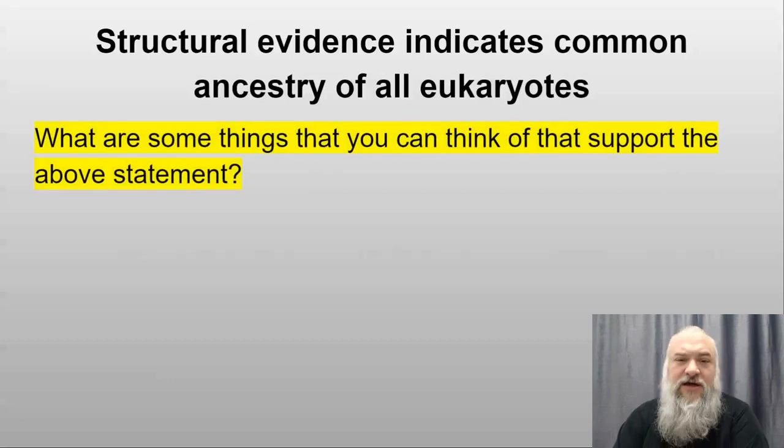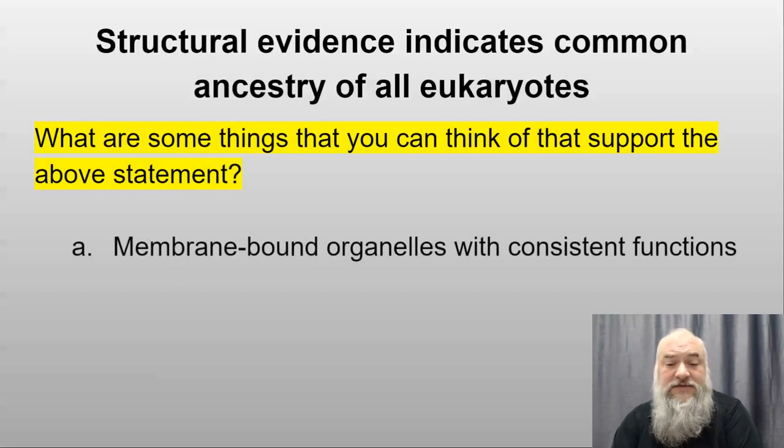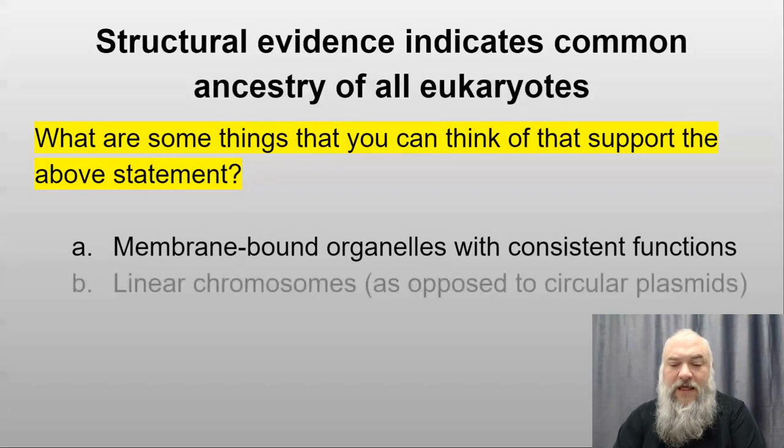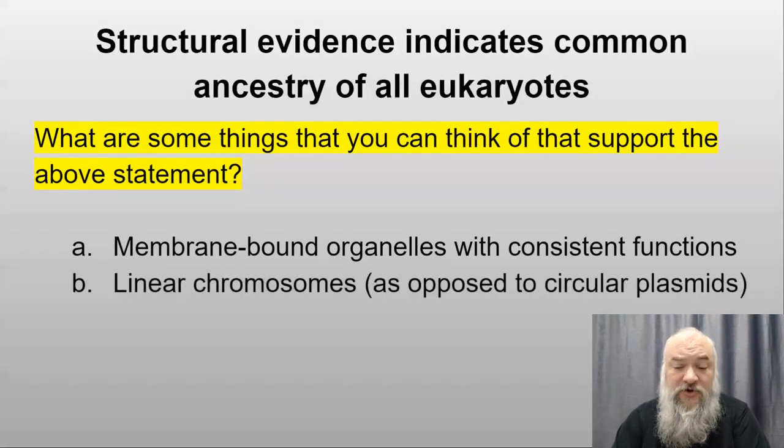All right, what are some of the things you thought about? Some of the things I thought about was that we all have membrane-bound organelles, right? And those organelles have the same function. Mitochondria, nucleus, ER, Golgi bodies, all that kind of stuff, vacuoles, right? We all have linear chromosomes as opposed to the circular plasmids that you find in prokaryotes. We don't have those. We have linear chromosomes. And our DNA is broken up into chromosomes, not just one long strand.